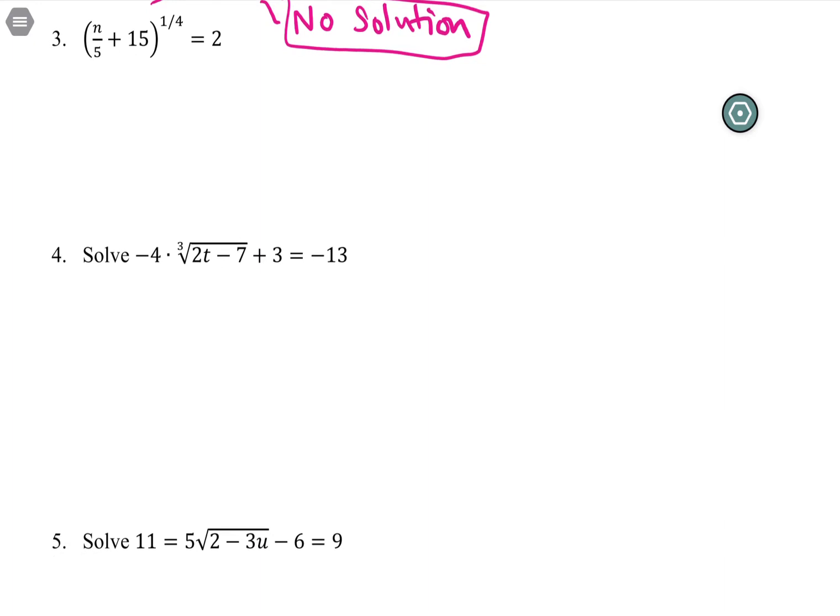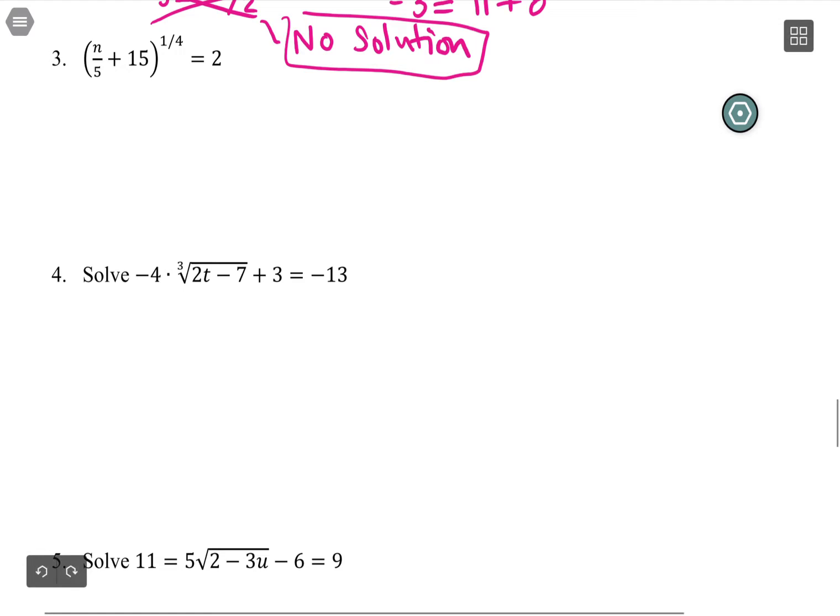This is a similar idea, really, right? Remember that a 1/4 power is a fourth root. But I really like to see these written as fractional exponents as well, just so that we can think about what that looks like. So if I have n over 5 plus 15 to the 1/4 power, the first thing I'm doing is dividing by 5, then I'm adding 15, so in parentheses first, and then the last thing is raising it to a 1/4 power. So you can think, okay, it's a fourth root.